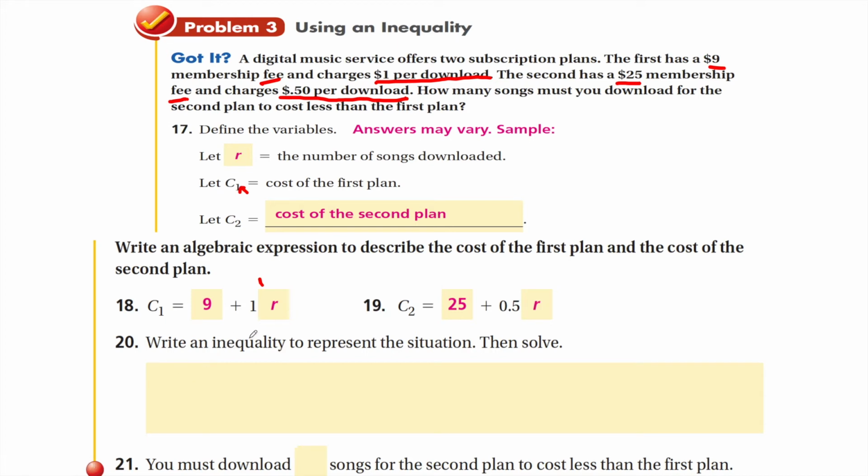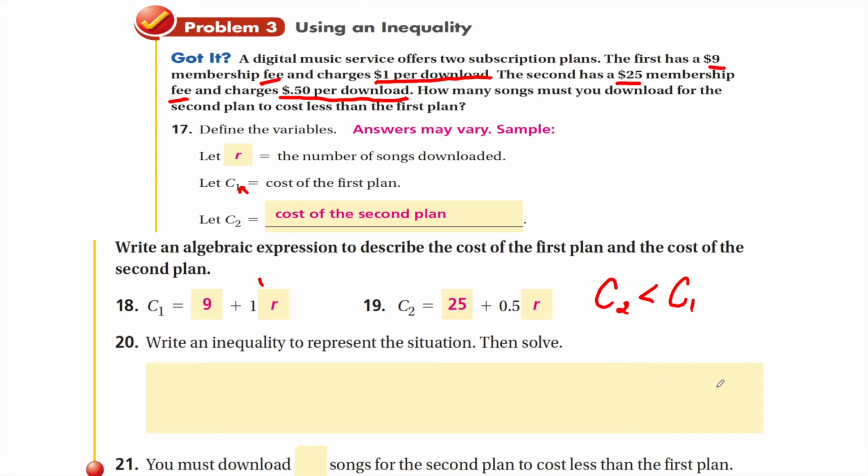Can we solve the inequality? Again, you solve the inequality the same way that you would solve a normal equation, but first we need to make sure that we can actually create that inequality. So how many songs must you download for the second plan to cost less than the first plan? So the second plan, C of 2, needs to cost less than the first plan.